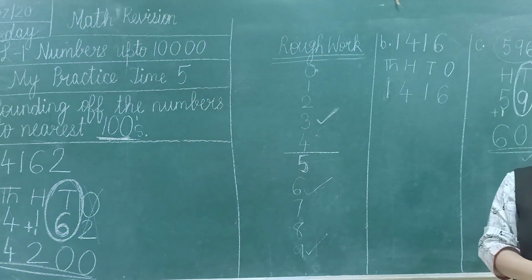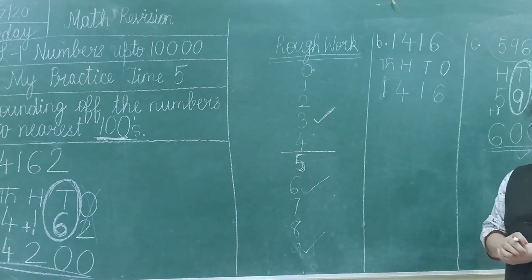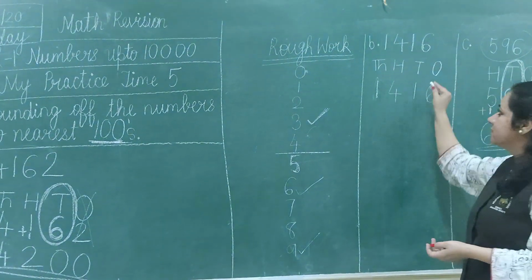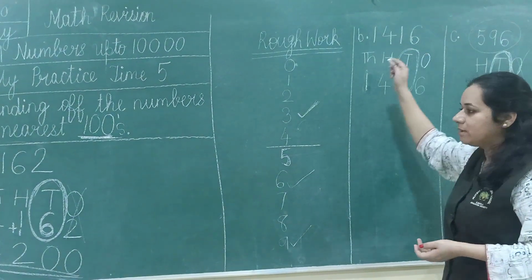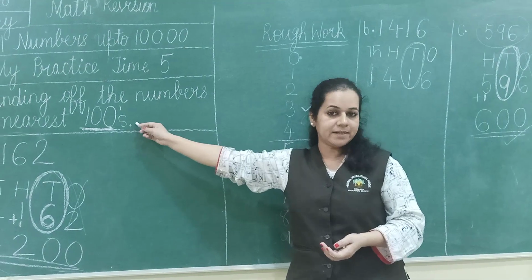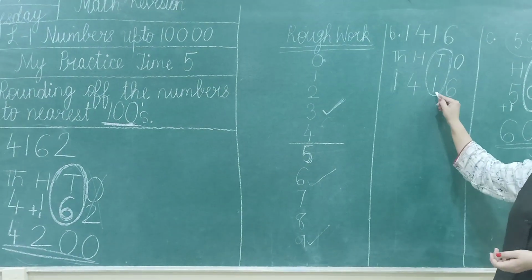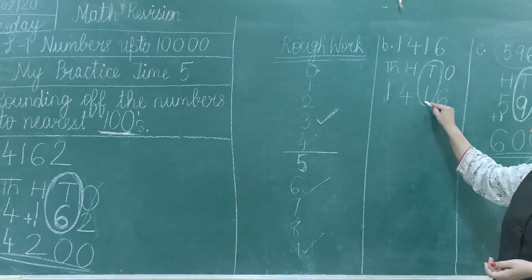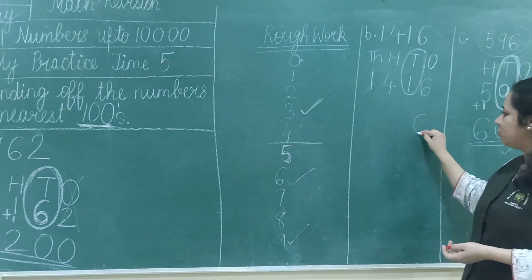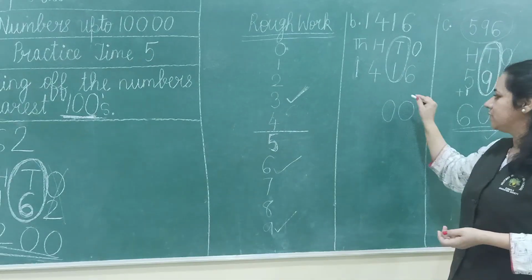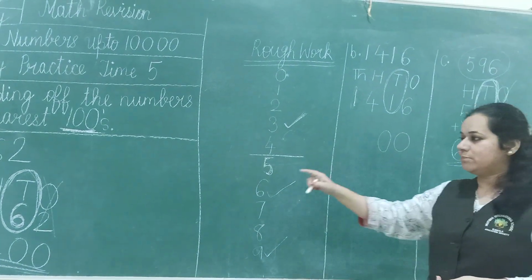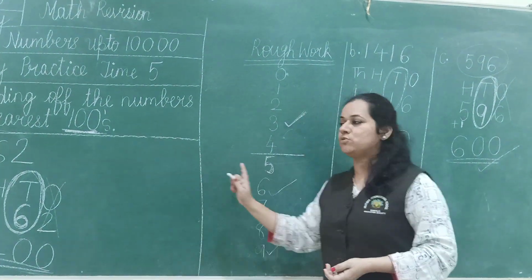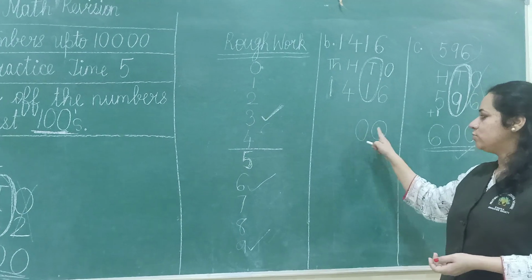Now what will we do? Which number will we see? We will see the number on the tens place, because we have to round off the number to the nearest hundreds. Now we will write 2 zeros, because we are rounding off the number to 100, and 100 has 2 zeros.